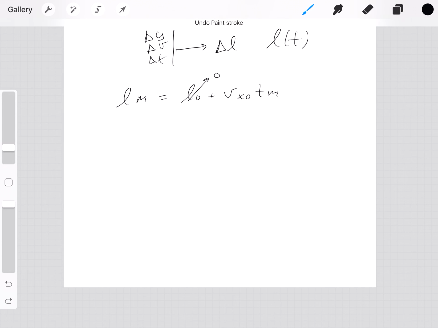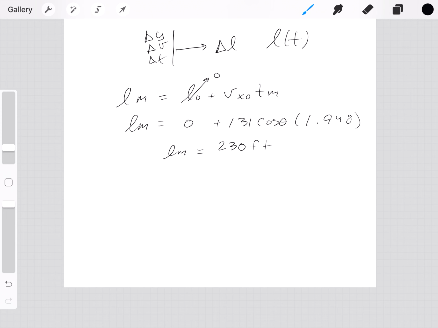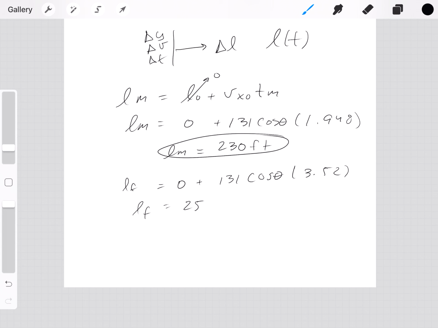For L_m, it equals 131.0 cosine, in this case, times 1.948. And that gives the value of 230 feet. For L final, we plug in 131.0 cosine theta times the time for that final position that we just calculated, and that is going to equal 255 feet.